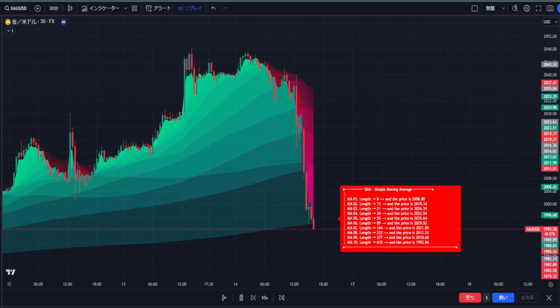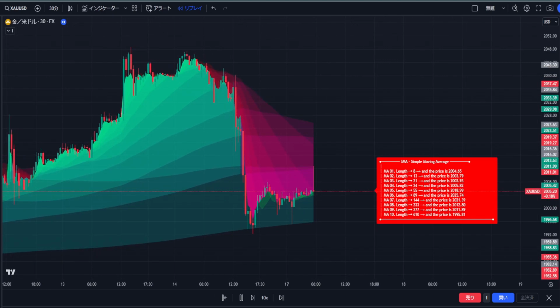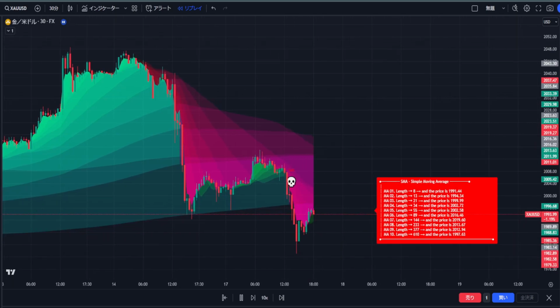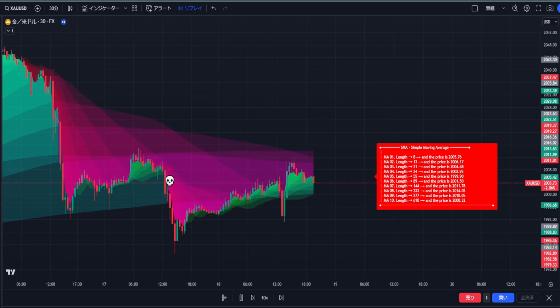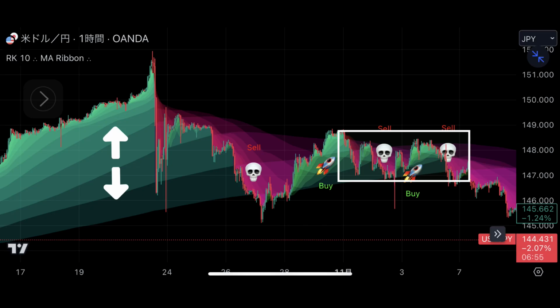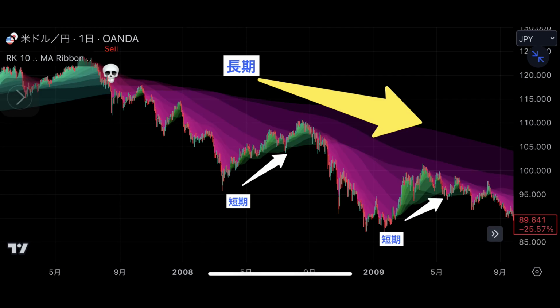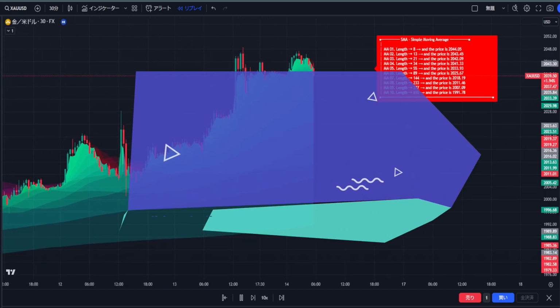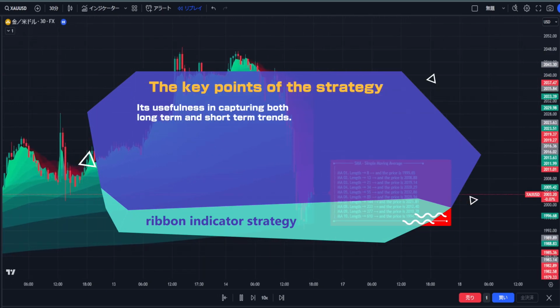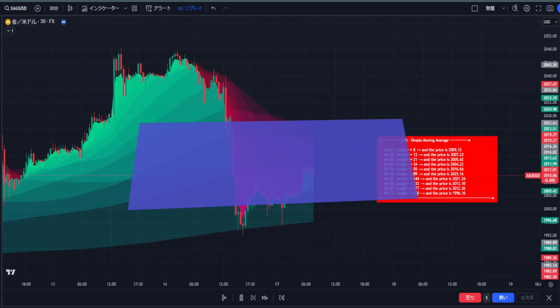Conversely, if the ribbon is contracting or folding in different directions, it suggests the formation of a new trend. However, this is not necessarily a signal of reversal and may also indicate consolidation or a range before the continuity. In summary, the moving average ribbon is a useful tool that allows you to grasp market trends from both short-term and long-term perspectives. It helps evaluate the strength or weakness of trends and assess changes in momentum. The key points of the strategy are its usefulness in capturing both long-term and short-term trends.